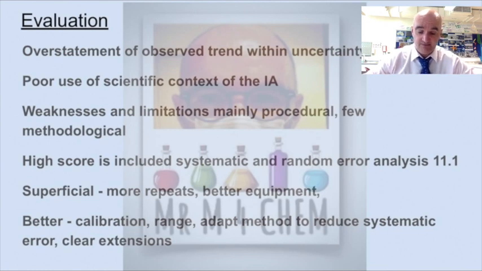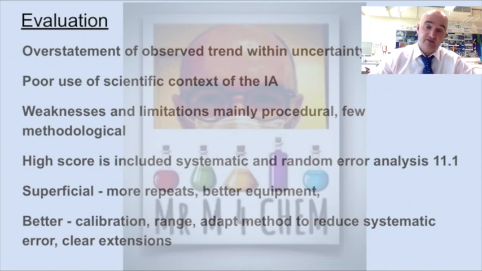Identification of weaknesses and limitations is mainly procedural, and procedural will only get you 2s and 3s out of 6 on evaluation. For the 4s, 5s and 6s, it must be methodological, and by that, how are you going to reduce the identified systematic errors in your internal assessments?